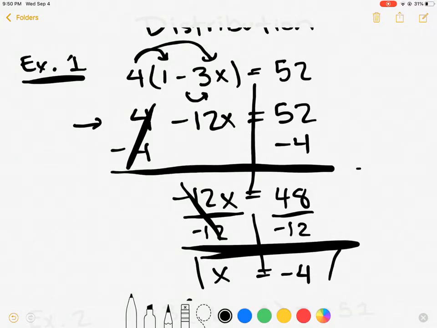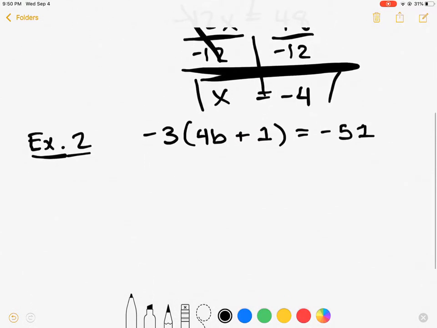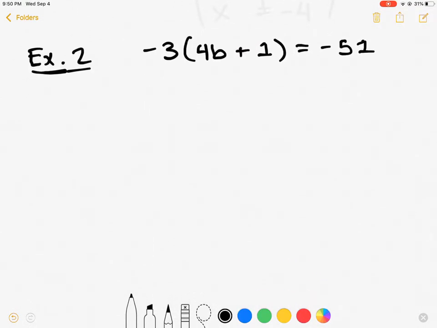Let's take a look at another example of a distribution problem. And it looks a little bit like this. In this problem, we've got negative 3 times, in parentheses, 4b plus 1. And that's going to be equal to negative 51 on the right side of the equation. This time, we're going to solve for our variable b.